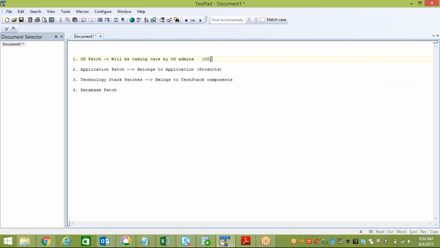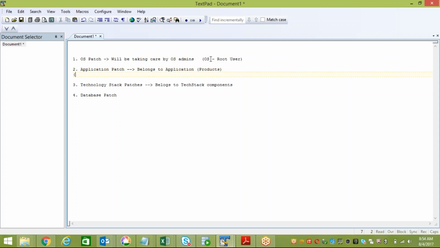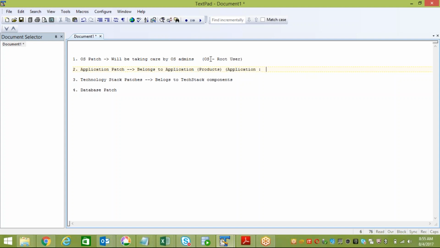OS patches you'll be applying from the root user usually. Application patches from the application user, on the application node. Technology stack patches also from the application node, application user.